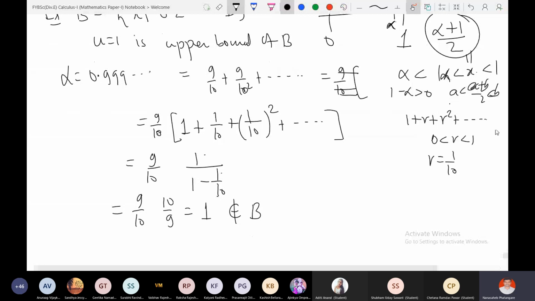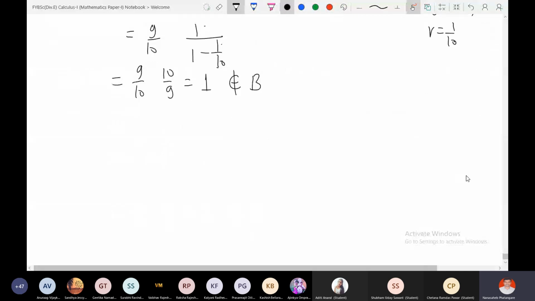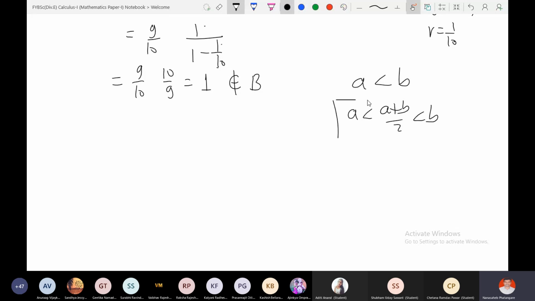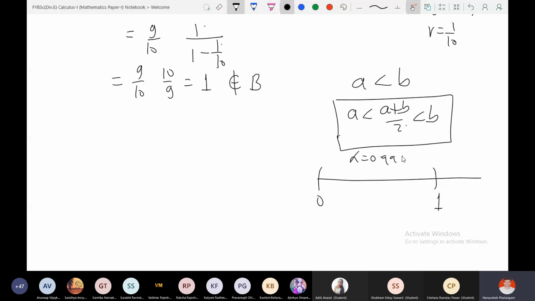So let me write down in detail here. If A is less than B, then A is less than (A plus B) by 2, which is less than B. Do you agree with this property? The mean of two numbers is in between them. Right. Now if you say this is 0 and this is 1, and alpha is equal to 0.999, which is not less than 1, but suppose somebody says that it is less than 1, then there is some space between.